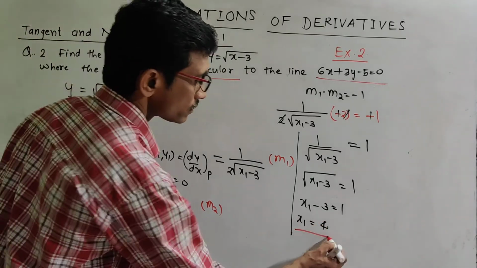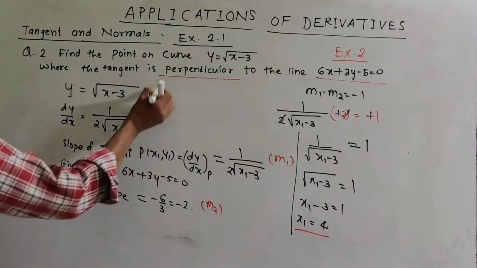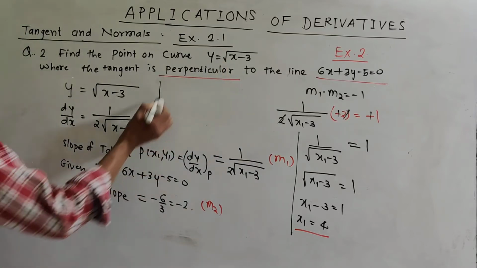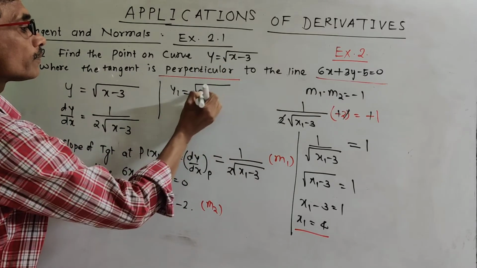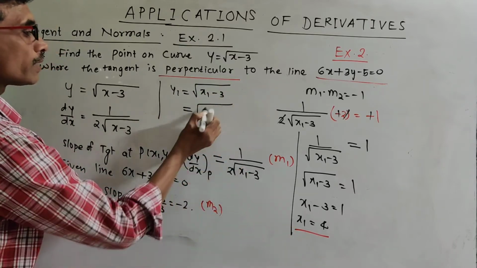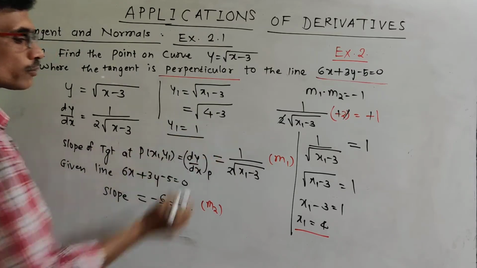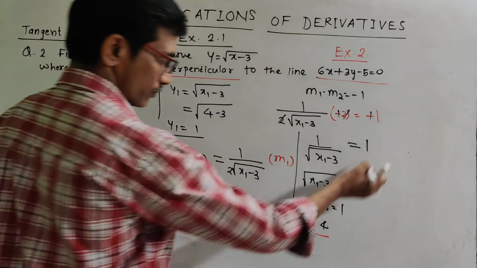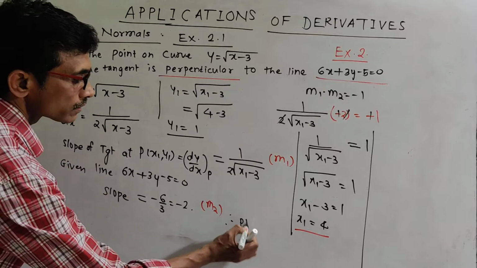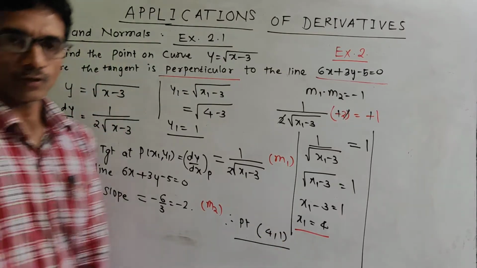Now we find the y coordinate of the point. How do we get the y coordinate of the point? By putting x1 is equal to 4 in the given curve. Therefore y1 is equal to root of x1 minus 3, which is equal to root of 4 minus 3, which is equal to 1. So y1 is equal to 1. Therefore the point on the curve is (4, 1), the required point on the curve.